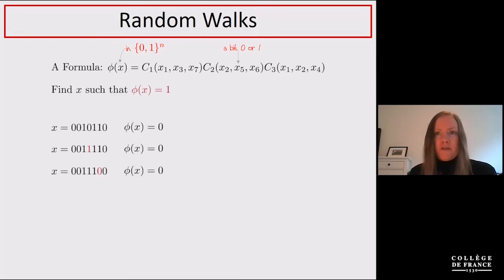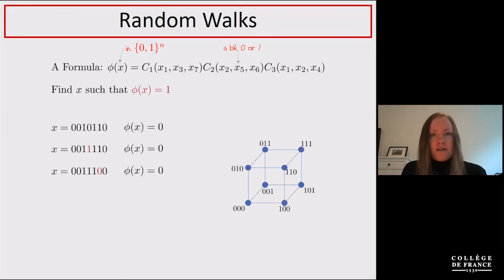Many algorithms have this structure, and abstractly we view them as a random walk on a graph, where the vertices of the graph represent all of the candidate solutions to the problem that we're trying to solve. So in this example, the vertices of the graph would be all of the binary strings of the appropriate length for the formula phi.